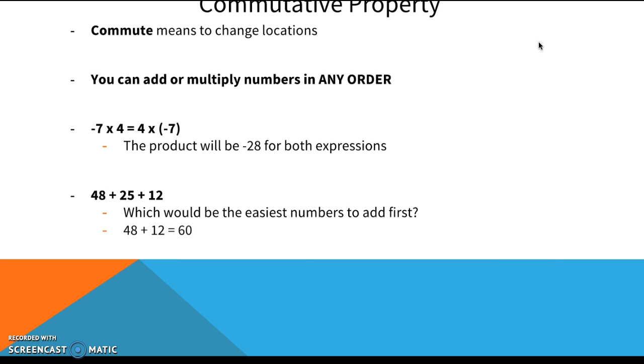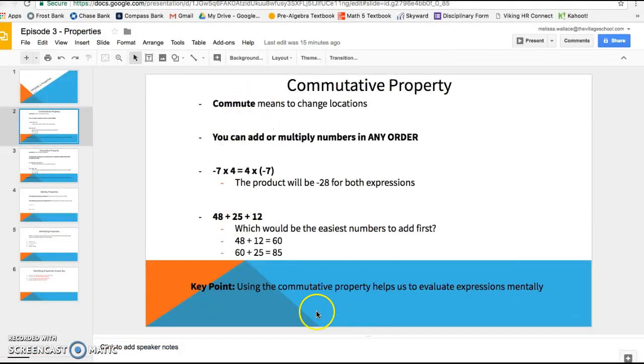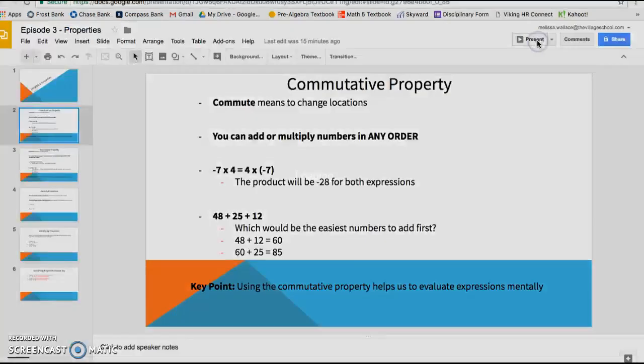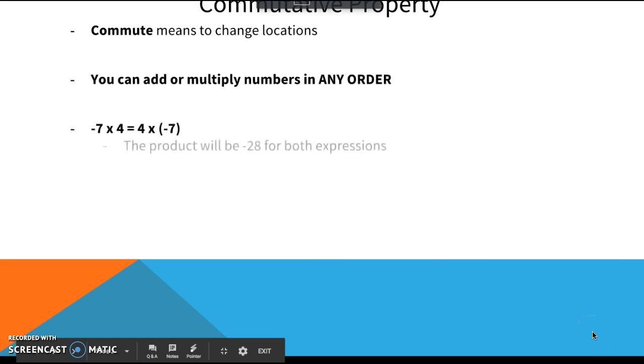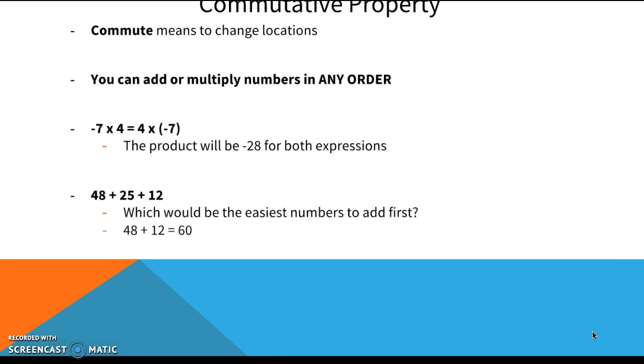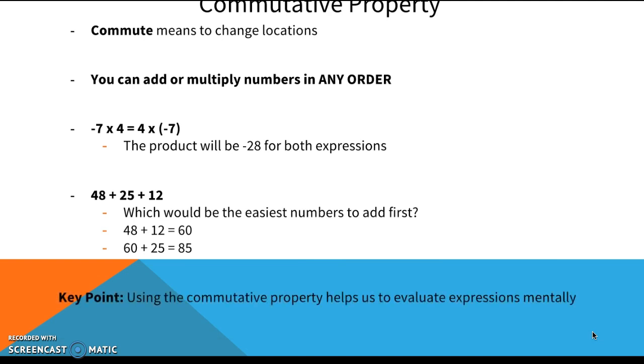If I add those first, I'm going to get a whole number, right? Which is 60. That's a really friendly number to work with. Then I can add 60 plus 25, which I can do really easily in my head and get 85. So when I flip the order around, it makes it easier to solve this addition problem in my head. So our key point is using the commutative property helps us to evaluate expressions mentally.